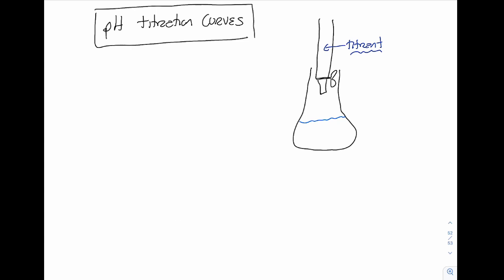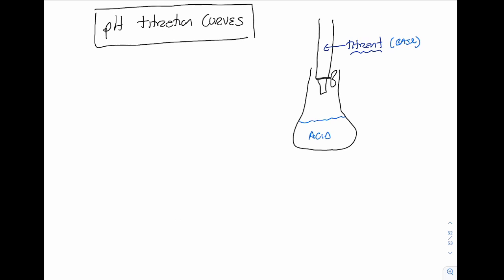This one I actually don't have a special name for. I just usually call it the solution in the flask. A lot of times it's going to be an acid. It could be a base. If it's an acid in the flask, then my titrant would be a base. Remember, we're always going to react acids and bases together, never two acids, never two bases.